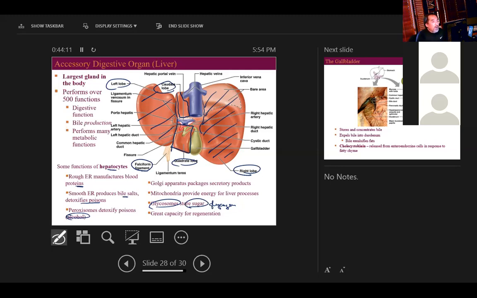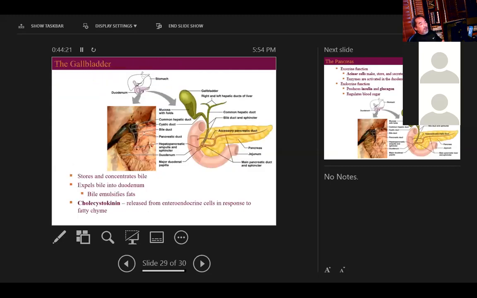All right, so we have the different lobes, and let me tell you about the different branches of the ducts of the gallbladder, but I'm going to show it on the next page. Okay, so this is going to be the gallbladder.